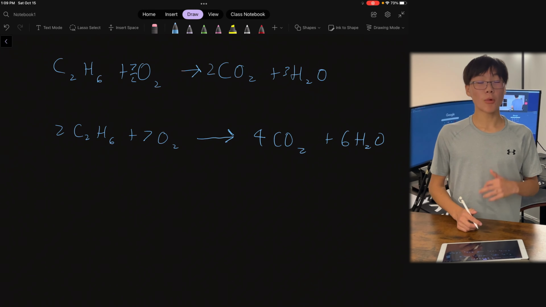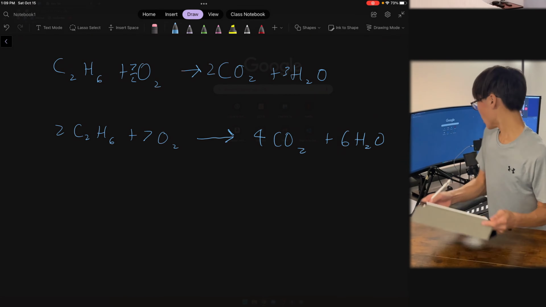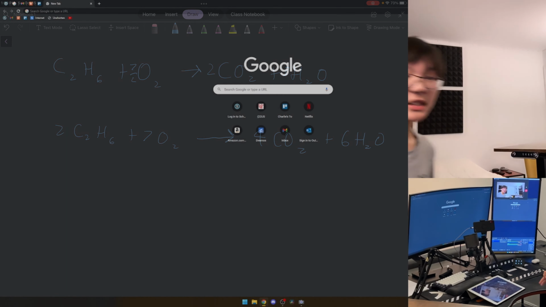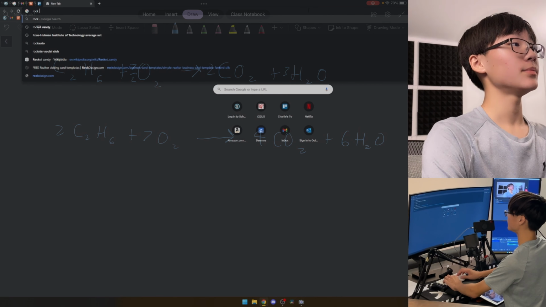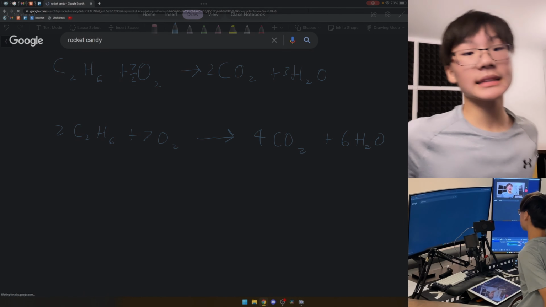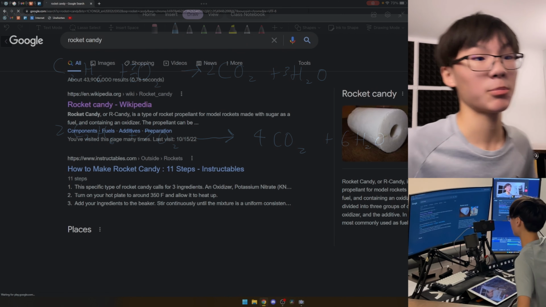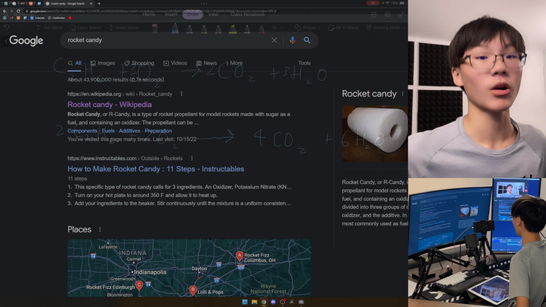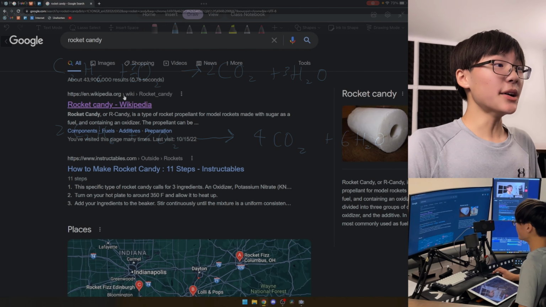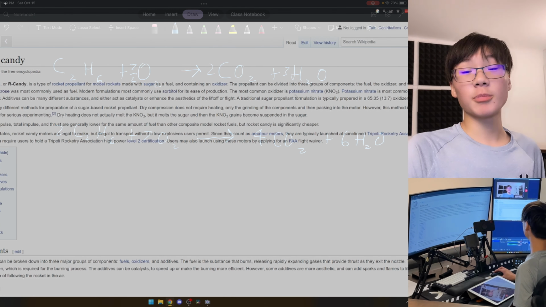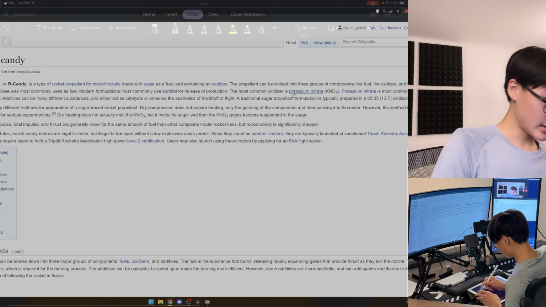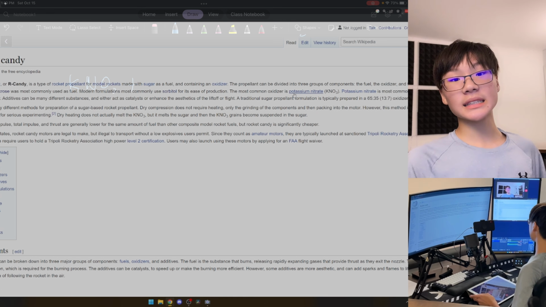Now let's say we want something more complex. Well, earlier this year, I looked into this reaction called rocket candy. What it is, is that it acts as a propellant for model rockets, for rocket enthusiasts. So let's take a look at it. Well, it usually has an oxidizer of potassium nitrate, which is KNO3, and it uses sugar as its fuel.